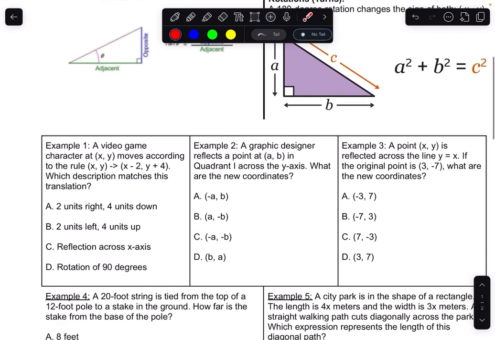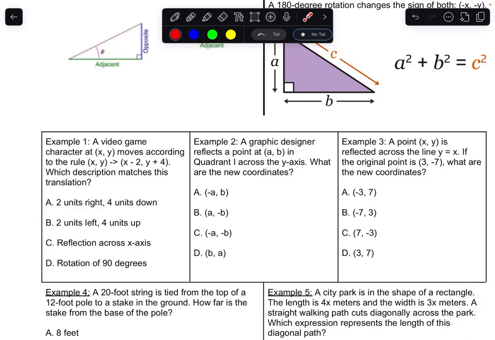So all that means here for transformations is basically what's happening to the point. In this case, you have a point at x, y, and it moves with this rule, x minus 2, y plus 4. So if you have a point at x comma y, with a positive x and a positive y, so anywhere in this region.